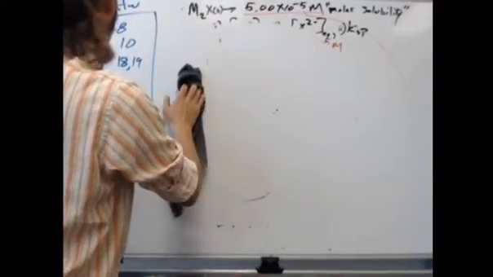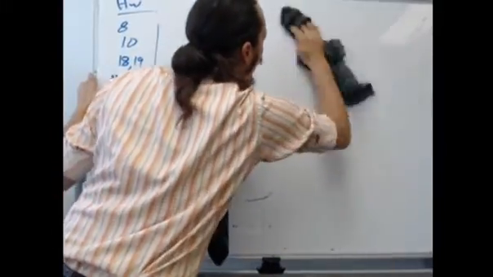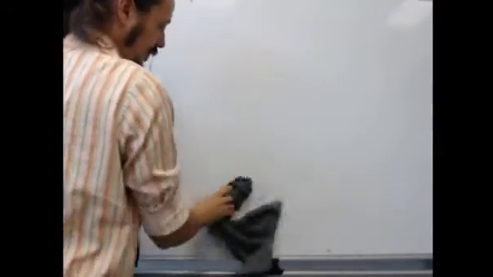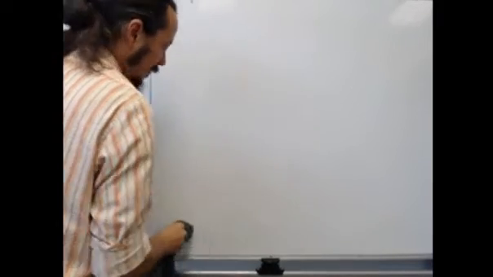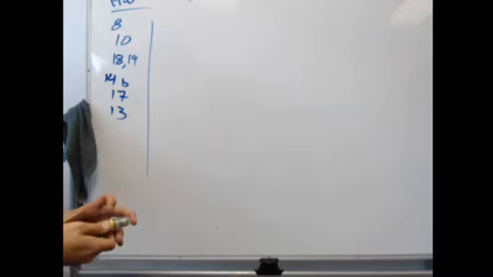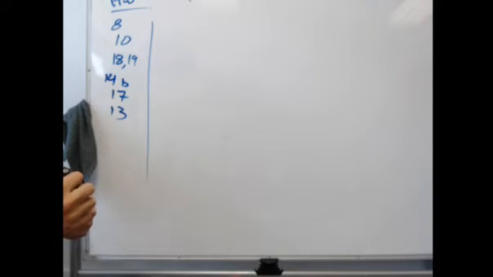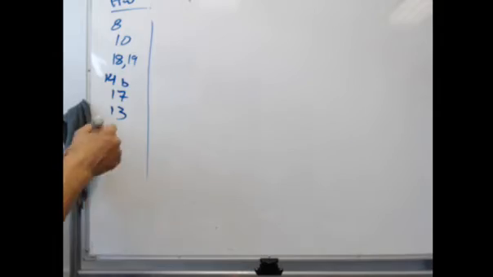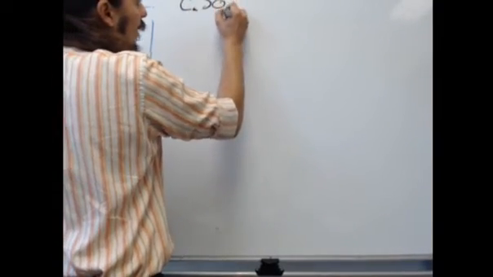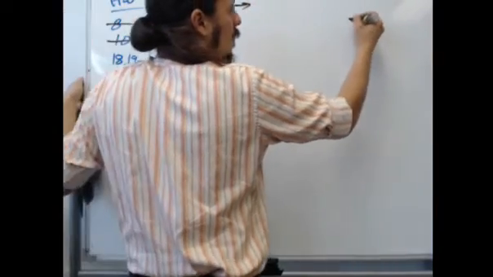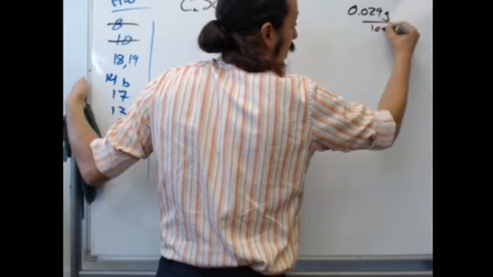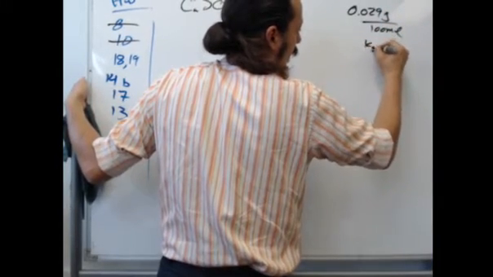Let's look at 13. Someone else willing to read problem 13? The solubility of calcium sulfate at 30 degrees C is 0.209 grams per 100 milliliters. Calculate its solubility constant at this temperature.